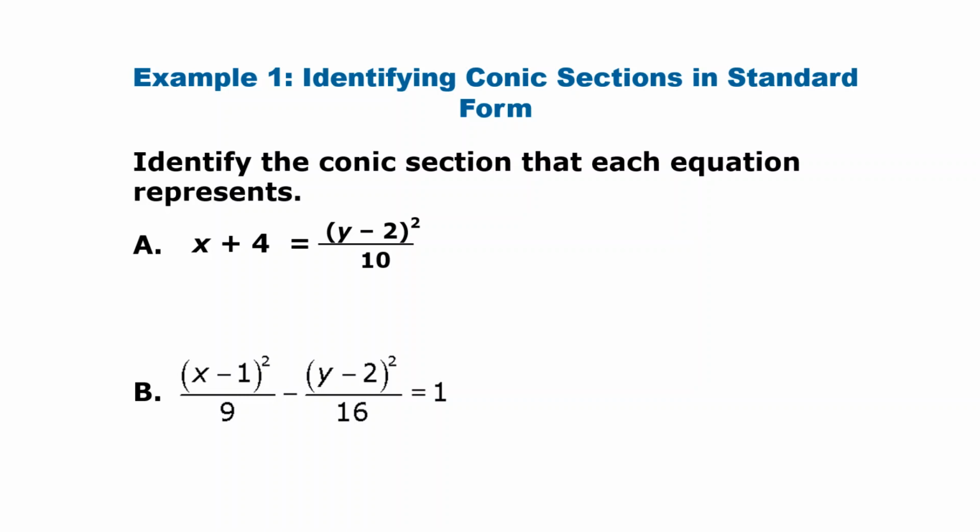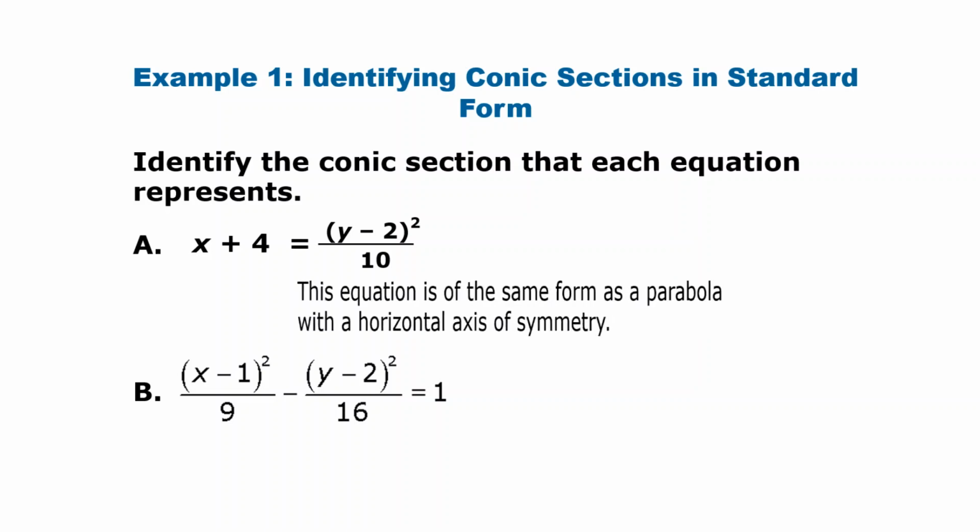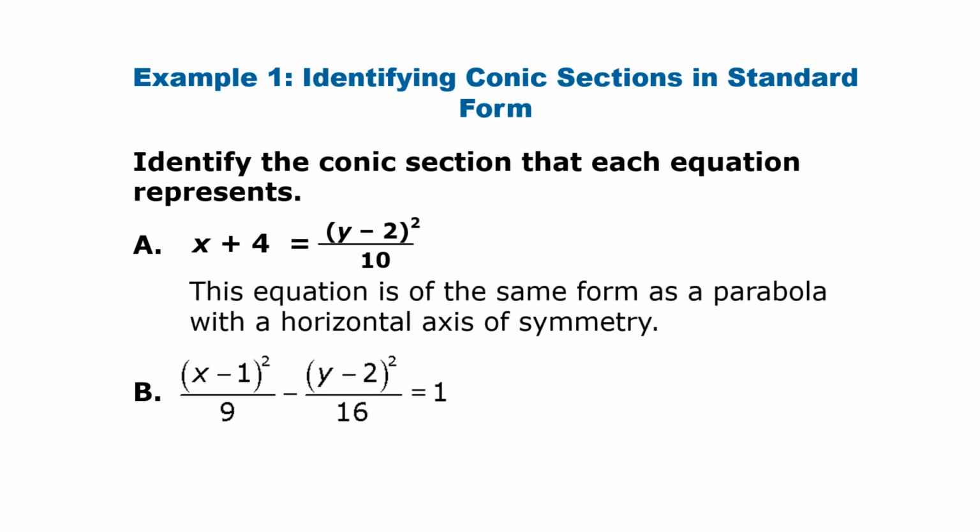Here we have an example. It says to identify the conic sections in standard form. We're going to look at this equation, and the first thing I see is I have 1 x, but my y is squared. That tells me right away the equation is the same form as the parabola with a horizontal axis of symmetry. So in this case, x is going to equal y squared, which tells us it's going to be opening horizontally.